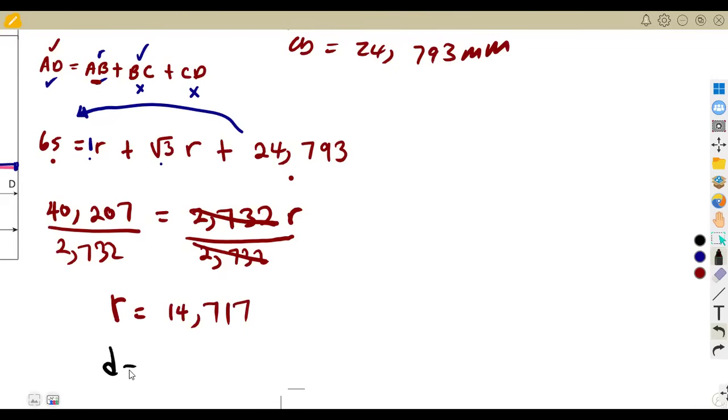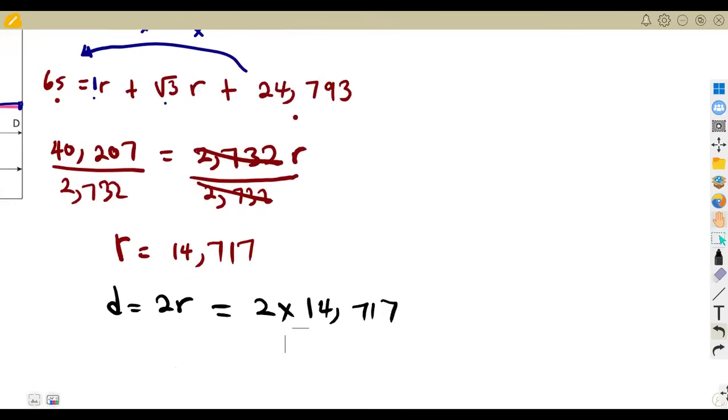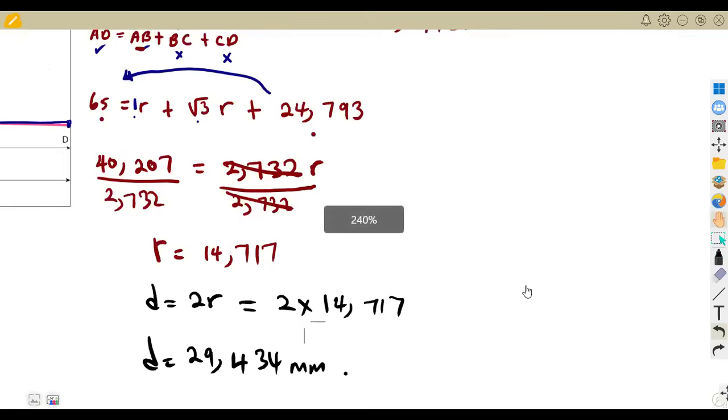Remember, I said before, diameter is twice the radius, 2 times the radius. So it's going to be 2 times the radius of 14.717. There we have got our diameter. That was the question: calculate the diameter. Just like that, this is 29.434 millimeters.